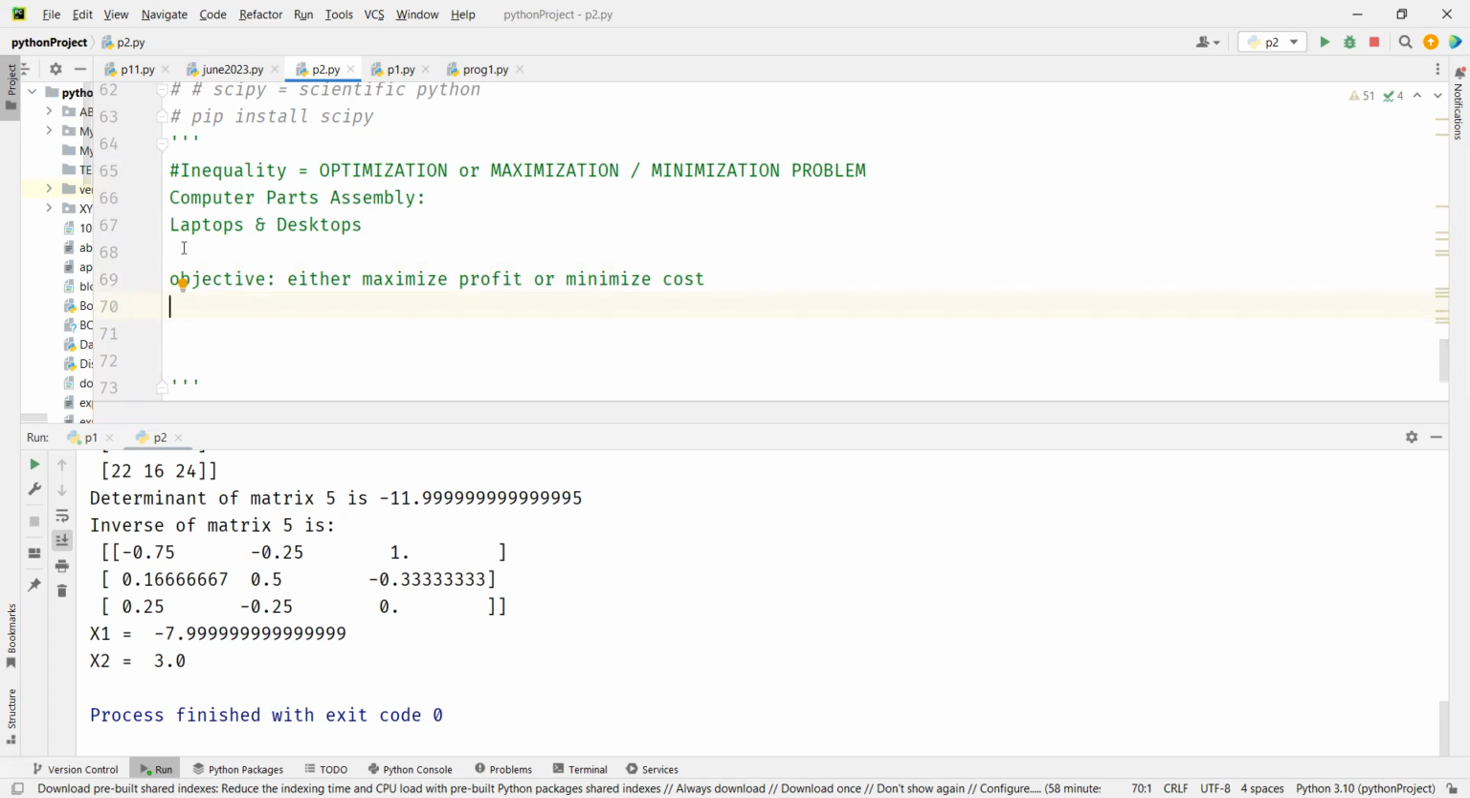Now, let's say each laptop gives you a profit of, let's say, 1,000 rupees, and each desktop gives you a profit of, let's say, 600 rupees, right? Now, you can make 1 crore laptops and 1 crore desktops, isn't it? But can you make 1 crore laptops and 1 crore desktops? Why?